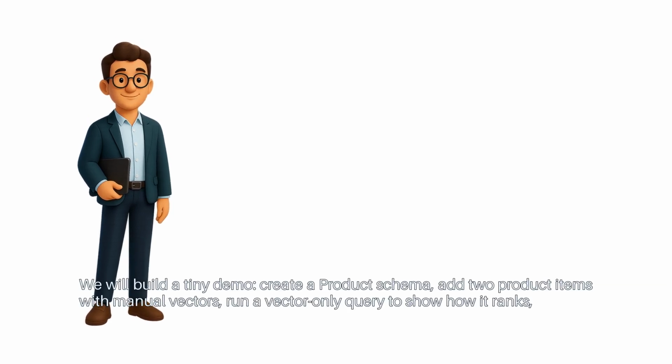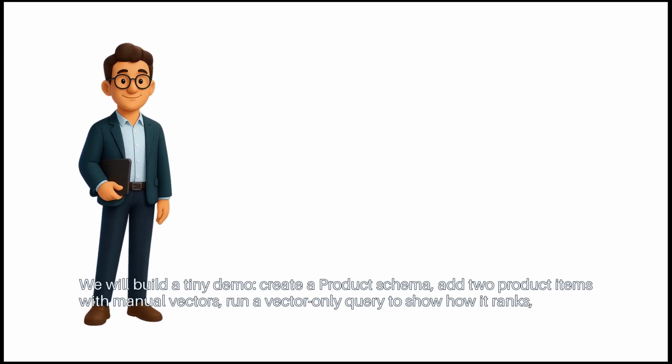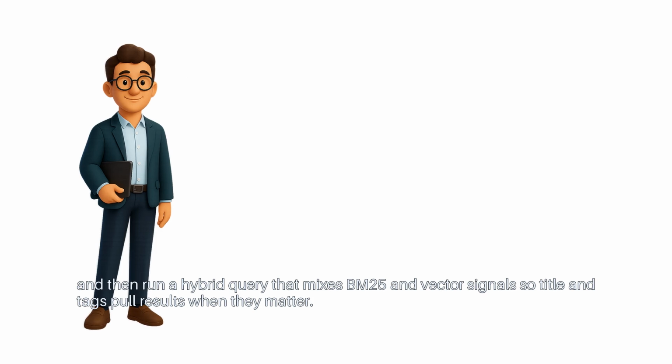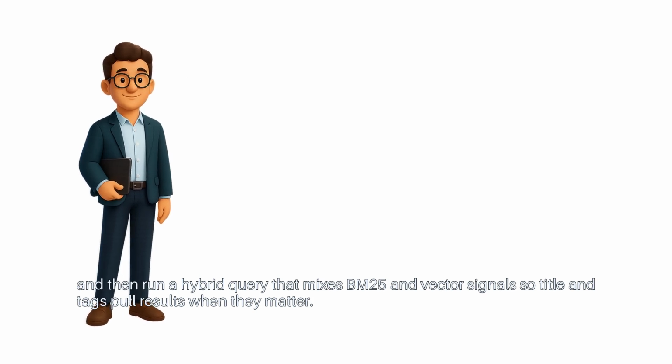We will build a tiny demo, create a product schema, add 2 product items with manual vectors, run a vector-only query to show how it ranks, and then run a hybrid query that mixes BM25 and vector signals, so title and tags pull results when they matter.